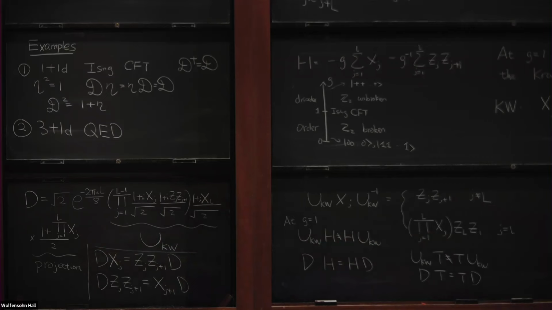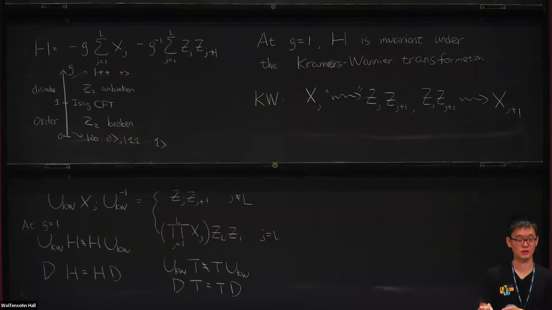Okay, any other question? If you keep G arbitrary, the Hamiltonian is not invariant under this transformation, and G goes to 1 over G. That's right. Something like the Ising Hamiltonian. So away from G equals 1, this operator D doesn't leave the Hamiltonian invariant, but it maps one Hamiltonian to another. It maps the ordered phase to the disordered phase.